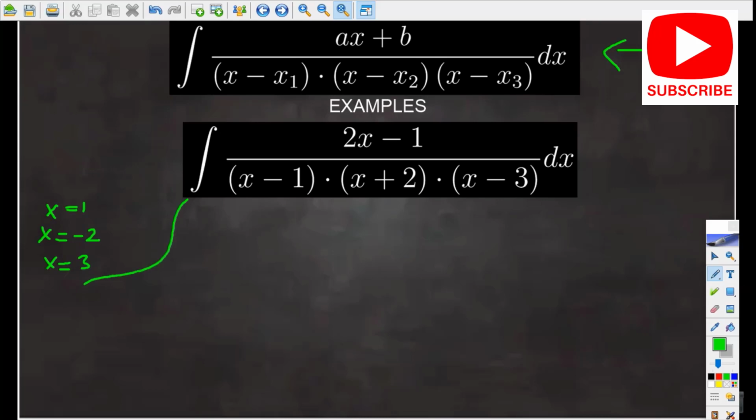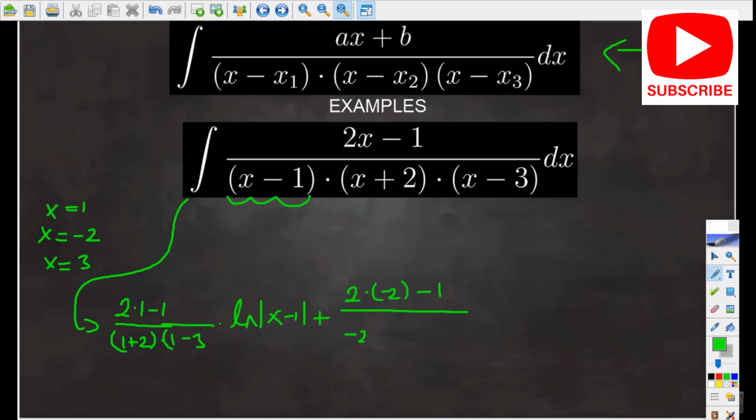So this integral is going to be equal to, if I plug in x equals 1 into this integrand, ignoring the linear factor, in this case x minus 1, 2 times 1 minus 1 over (1 plus 2) times (1 minus 3), times the natural log of the linear factor, which is x minus 1. Let's move on to x equals negative 2: 2 times negative 2 minus 1 over (negative 2 minus 1) times (negative 2 minus 3), and times natural log of x plus 2, which is the linear factor.